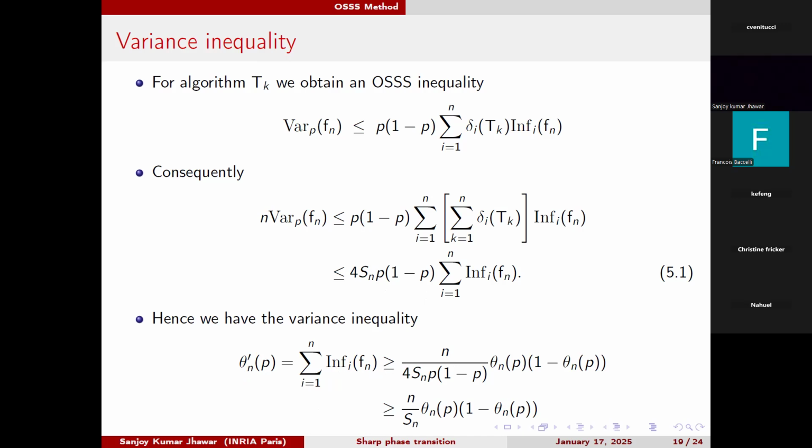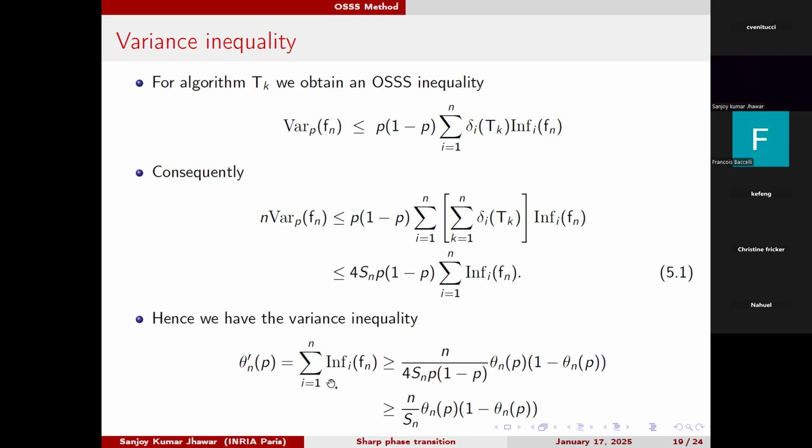So from here one can try to see how, if we go back to Margulis-Russo's formula, there also we had, when we tried to use the Margulis-Russo formula to prove the sharp transition, we needed this kind of variance inequality, that is, the sum of influences is larger than some constant times the variance. Okay, so we have to come up with some idea how to deal with this constant and the variance.